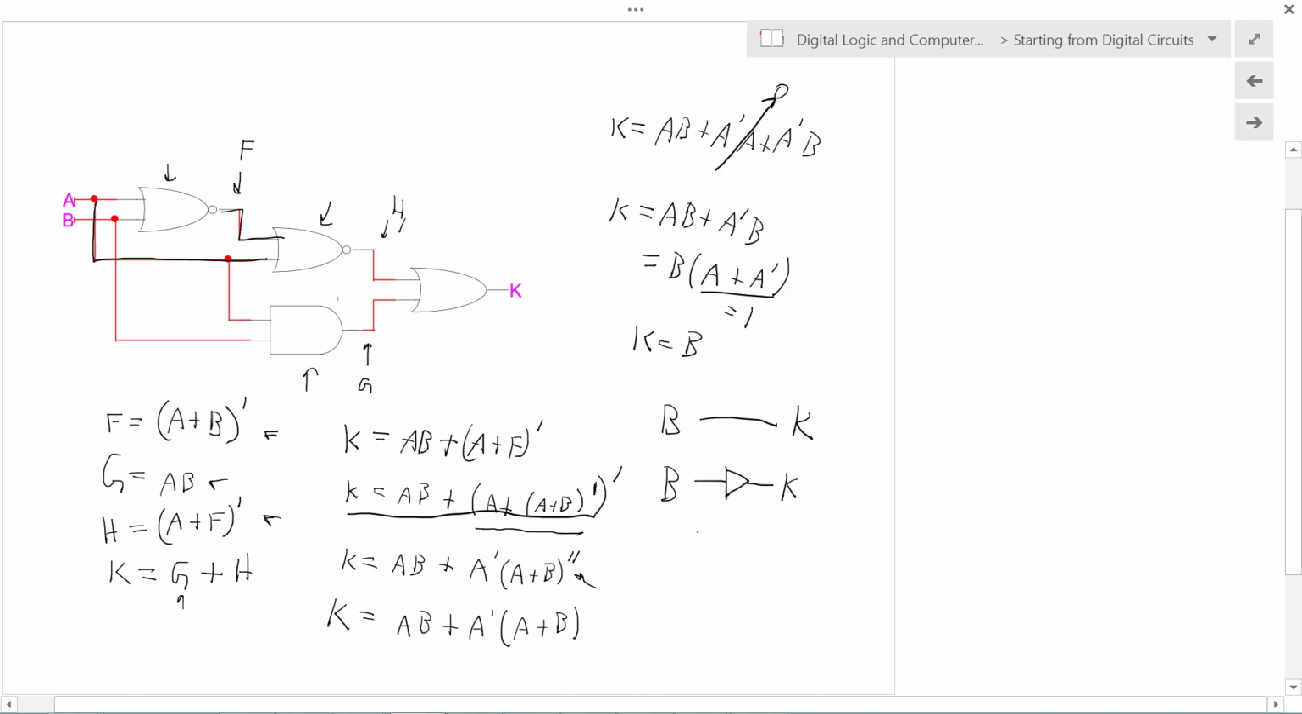So let's look at the truth table. If we have inputs A, B, K, we have 4 possible input combinations because we have inputs 0, 0, 0, 1, 1, 0, and 1, 1. K is equal to B, so when B is 0, K is 0. When B is 1, K is 1. When B is 0, K is 0. And when B is 1, K is 1. We do not care what the value of A is here. It doesn't matter. And we have our simplified logic circuit and a simplified truth table.